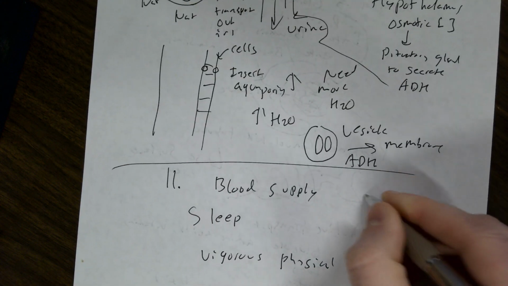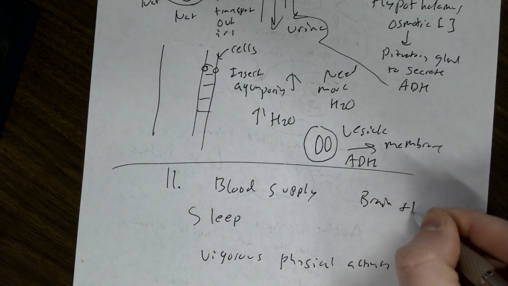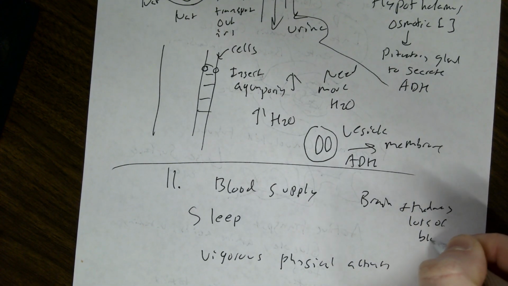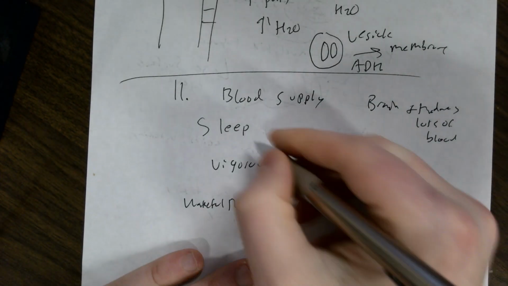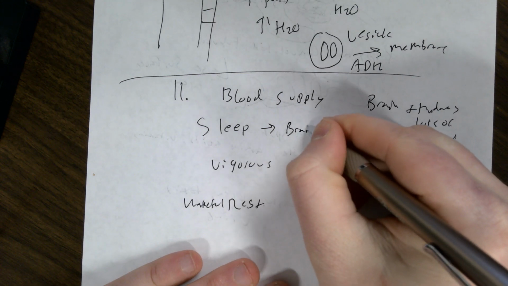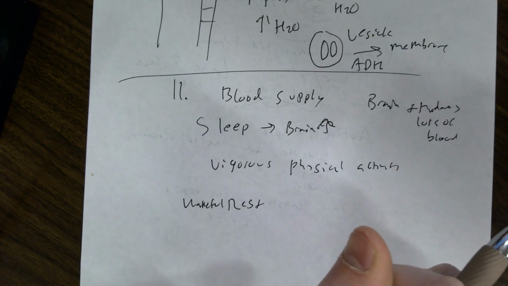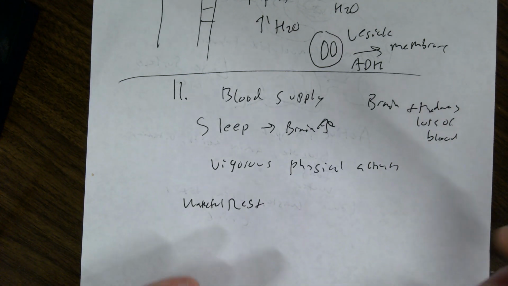The brain and kidneys always get a lot. So brain and kidneys have lots of blood all the time, right? Because you've got to filter your blood. But the brain gets even more during sleep, okay? Because that's when your brain is kind of resetting itself.